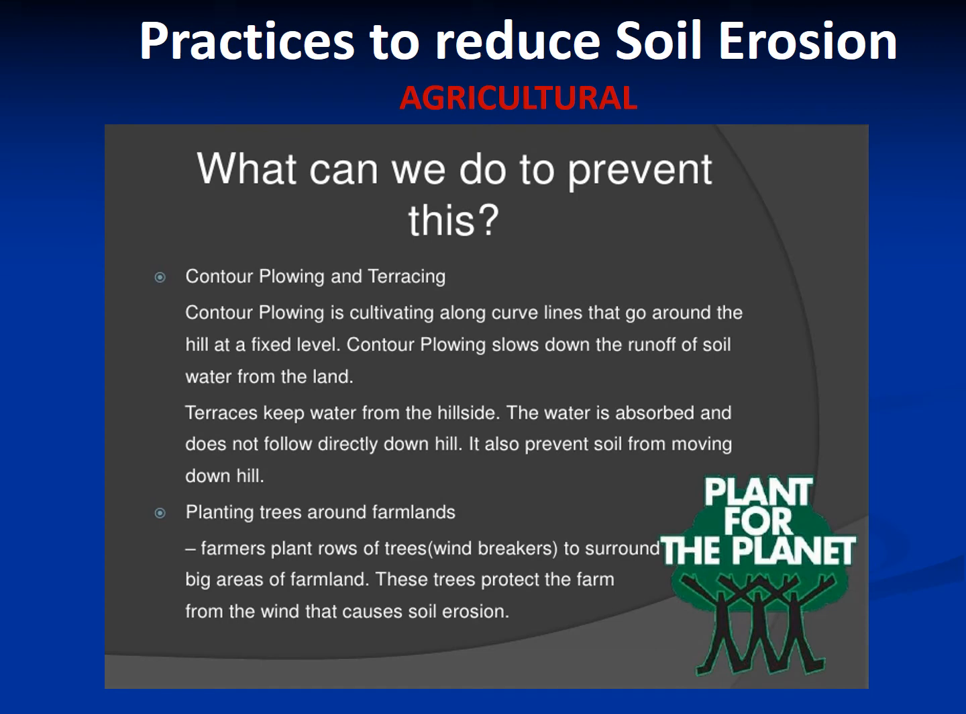Practices to reduce soil erosion in agriculture sites. What can we do to prevent this? Contour plowing and terracing are very helpful. Contour plowing is cultivating along curved lines that go around the hill at a fixed level. Contour plowing slows down the runoff of soil water from the land, and terraces keep water from the hillside. The water is absorbed and does not follow directly downhill. It also prevents soil from moving downhill. Planting trees around farmlands also helps. Farmers plant rows of trees as windbreaks to surround big areas of farmland. These trees protect the farm from the wind that causes erosion.